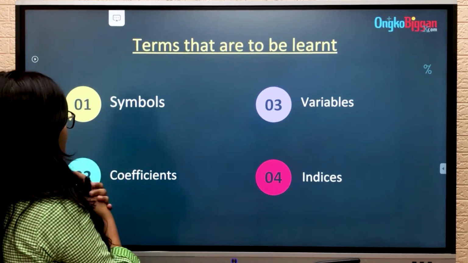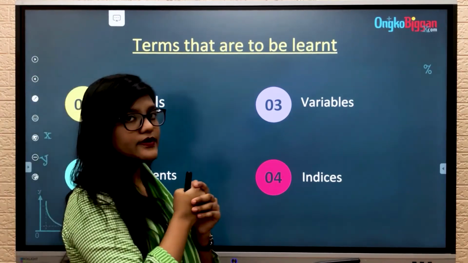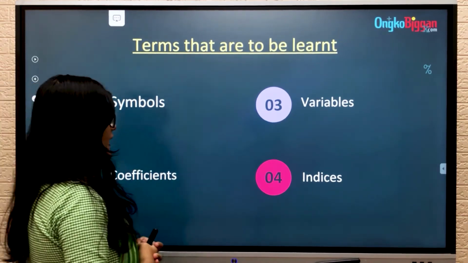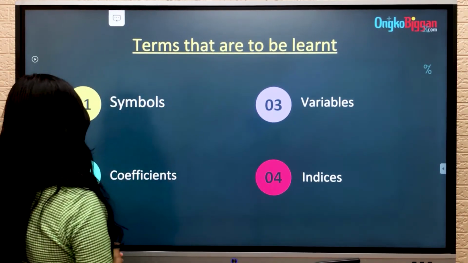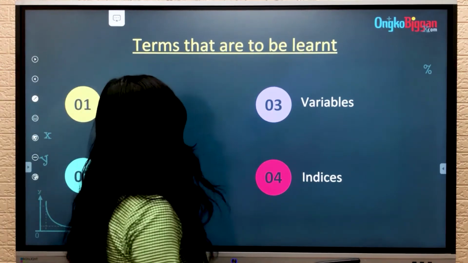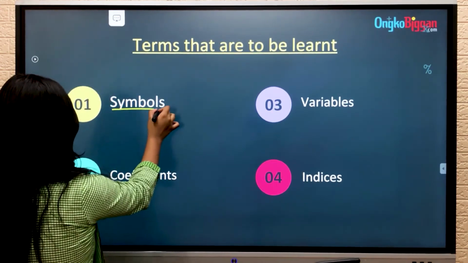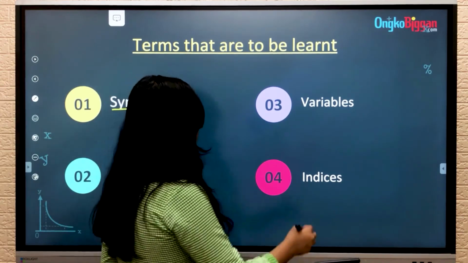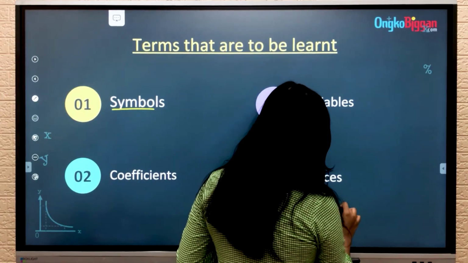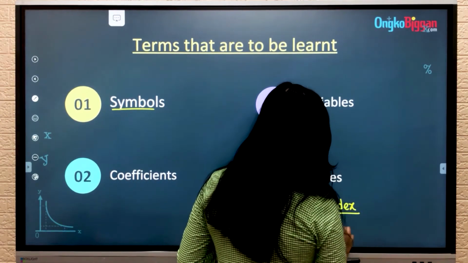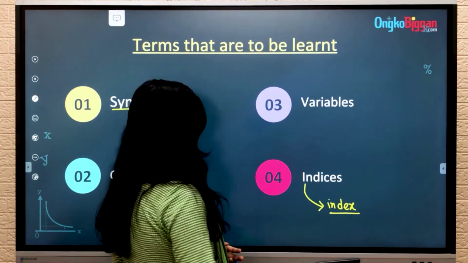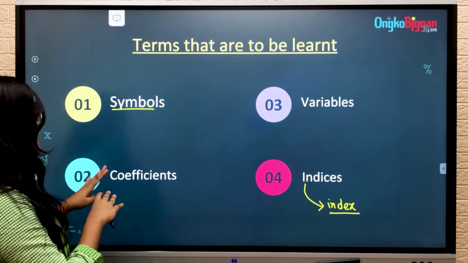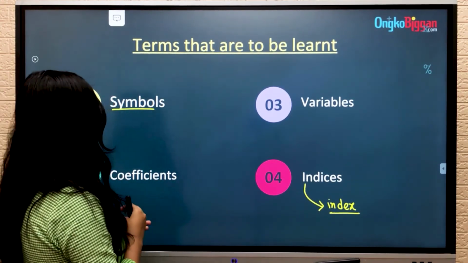In the first exercise, we are going to learn about 4 new terms: symbols, coefficients, variables, indices. Basically all of them are in plural form. Symbols is the plural of symbol, then coefficients, variables, and indices came from index; if we make the plural of index, we get indices. So these 4 are the main things that we are going to talk about.